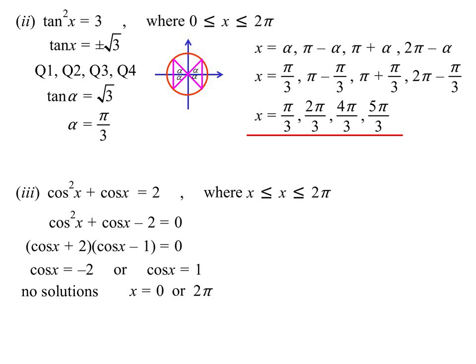Remember, whenever you get 0 as a solution, 2 pi is also a solution, or 360 if we're talking about degrees. Very easy to miss one of those, but remember, you want both of the endpoints of the domain there. You want the 0 and you want the 2 pi as a possible answer as well.